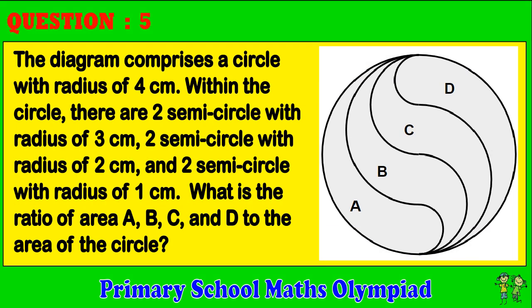Question 5. The diagram comprises a circle with radius of 4 cm. Within the circle, there are 2 semicircles with radius of 3 cm, 2 semicircles with radius of 2 cm, and 2 semicircles with radius of 1 cm. What is the ratio of area A, B, C, and D to the area of the circle?